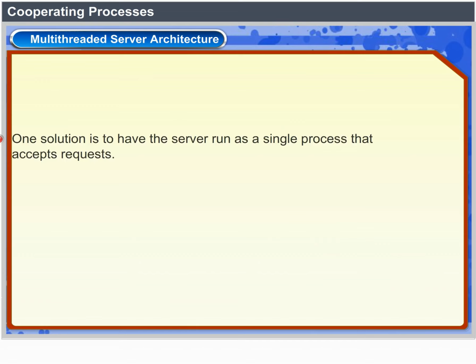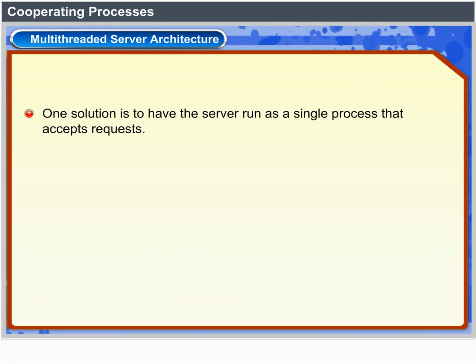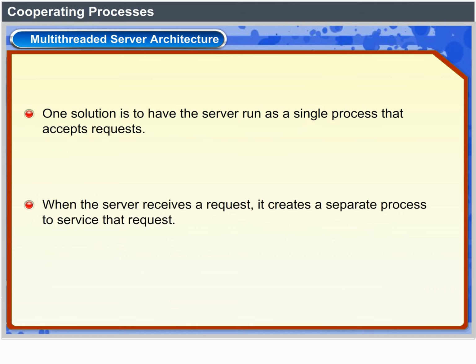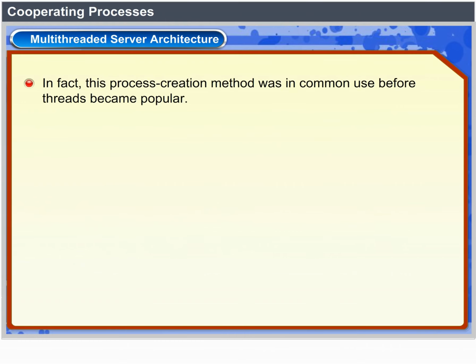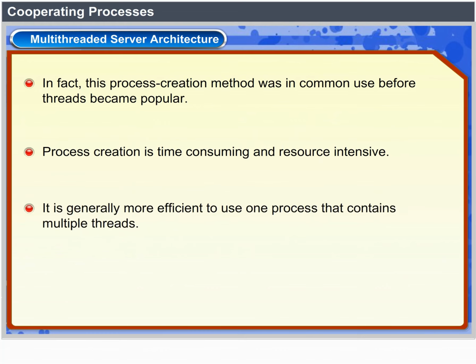One solution is to have the server run as a single process that accepts requests. When the server receives a request, it creates a separate process to service that request. In fact, this process creation method was in common use before threads became popular. Process creation is time-consuming and resource-intensive. It is generally more efficient to use one process that contains multiple threads.